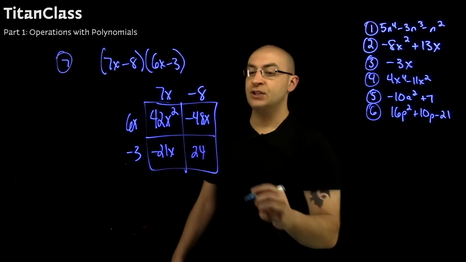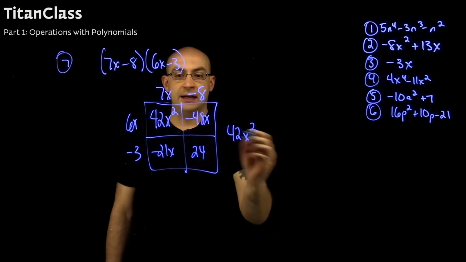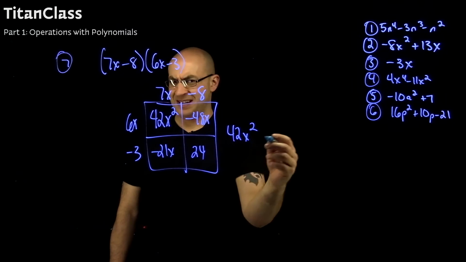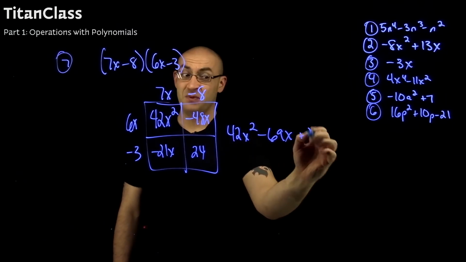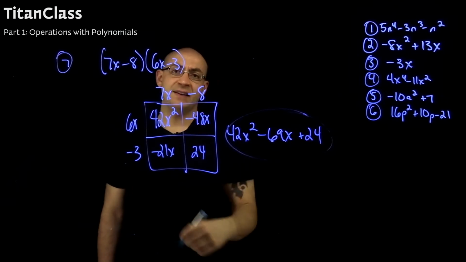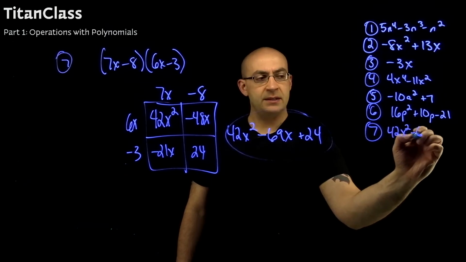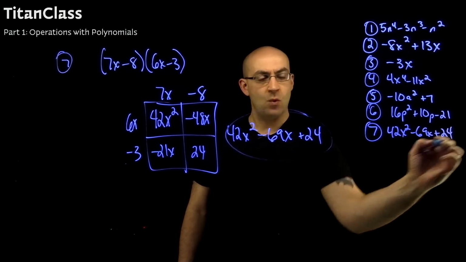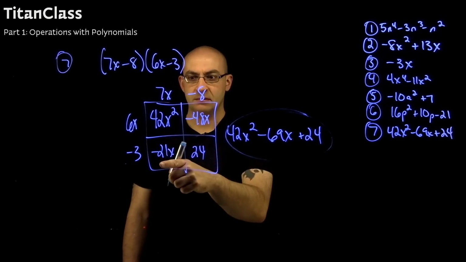Now we can combine like terms. 42x squared is the only thing that's got a square term. Combining these will actually give me a negative 69x plus 24. Final answer, number 7: 42x squared minus 69x plus 24. Is that right? I feel like I multiplied these wrong.